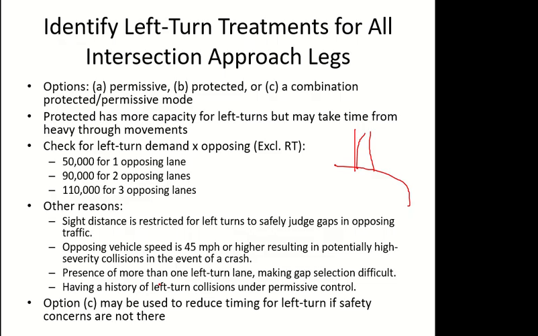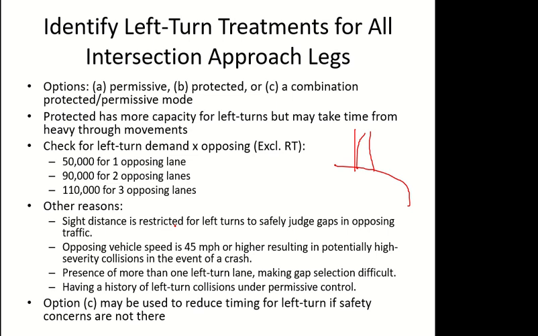Then we have some other criteria as well, some warrants. The first warrant is sight distance. People who are turning left don't have enough sight distance. The other road has a curvature, or the gradient is very steep, so they cannot see the other side properly. Then the left turning signal must be separated. Another is when the opposing traffic has high speed, 45 miles per hour or more. Then it becomes dangerous to keep the left turning permissive.